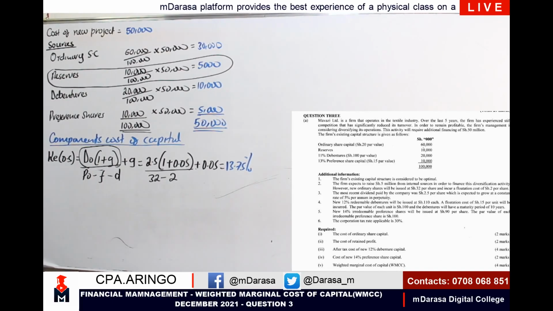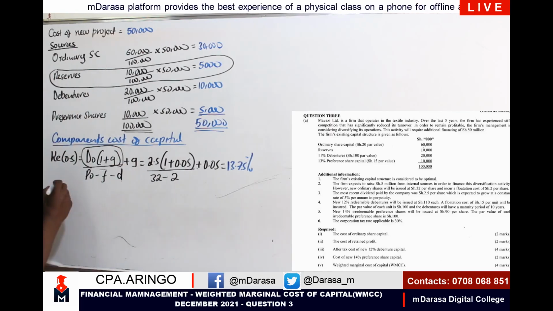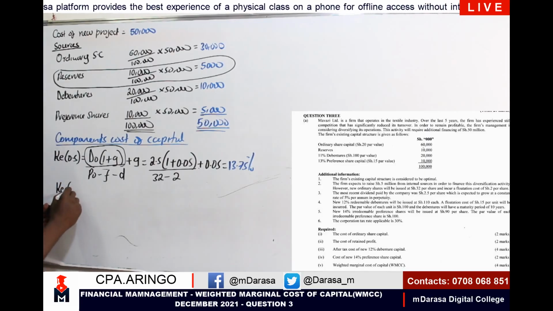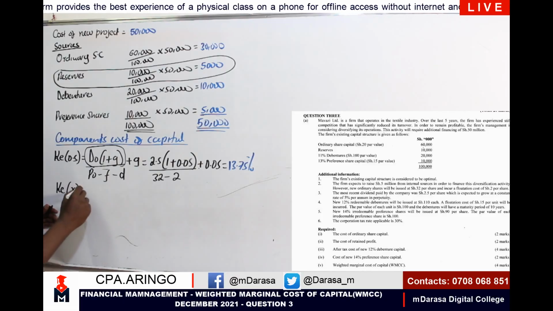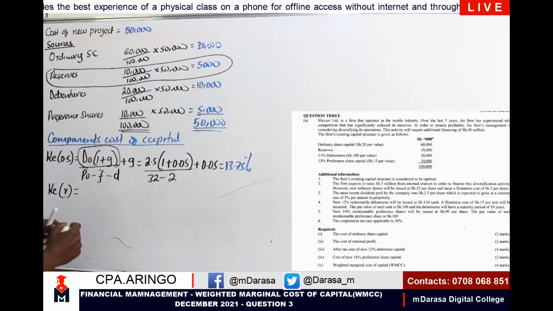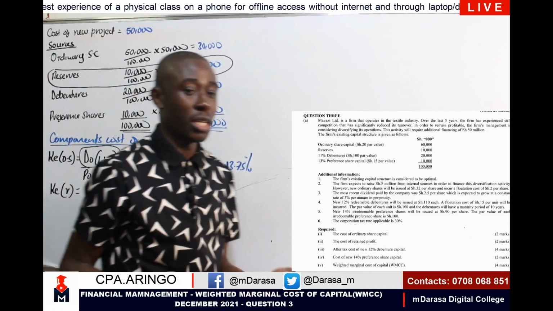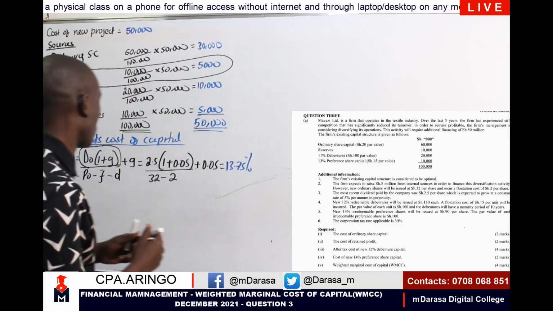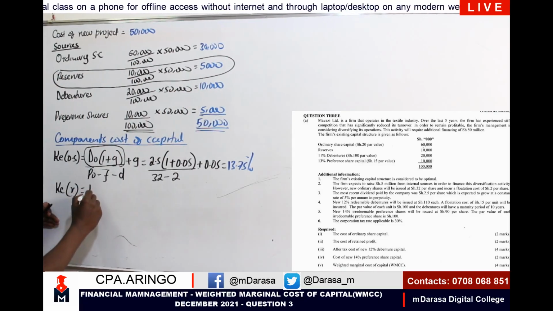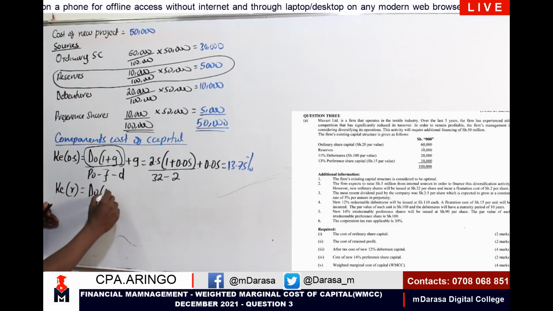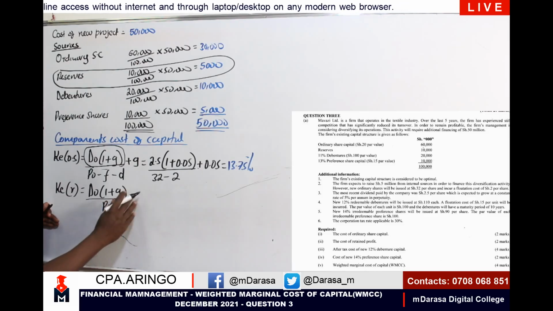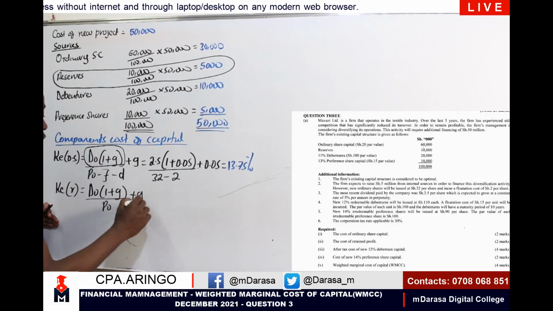I'll be having my formula here. KE to be equal to. So we're talking of KE. But this time around, we are looking at what? Retained earnings. Recall for retained earnings, we are not issuing it out. So you can't have flotation cost and you can't have discount. And that's why our formula will be like this. I'll be talking of our current dividend into 1 plus G. We have our market value of our shares plus G.